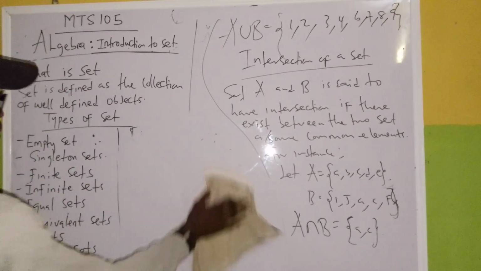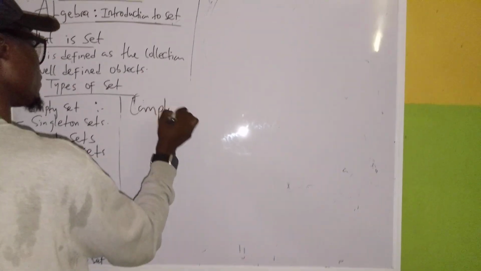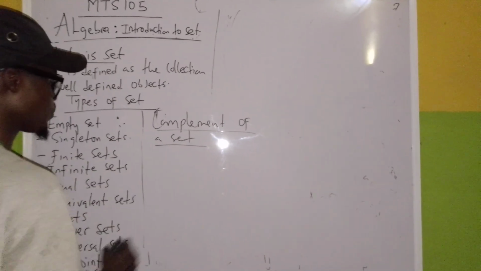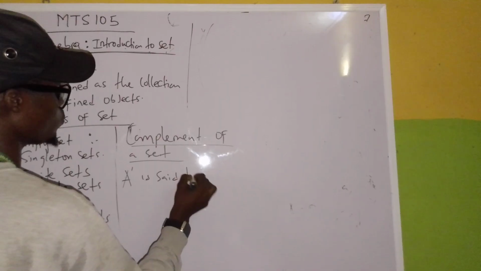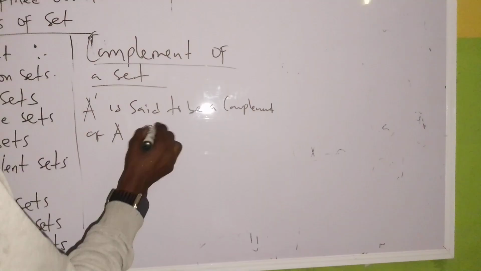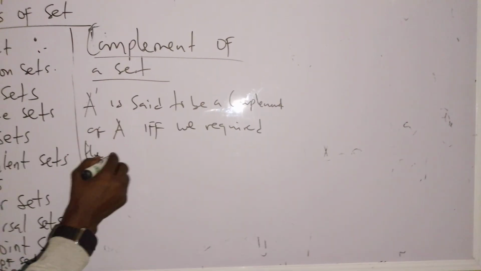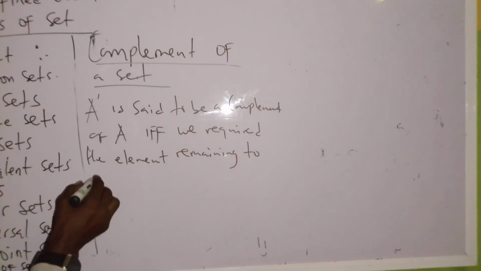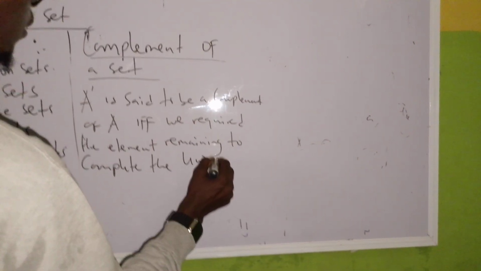So what's complement of a set? Then I'll end it up with the power set. Complement of a set: A prime is said to be a complement of A if and only if it contains the elements remaining to complete the universal set.